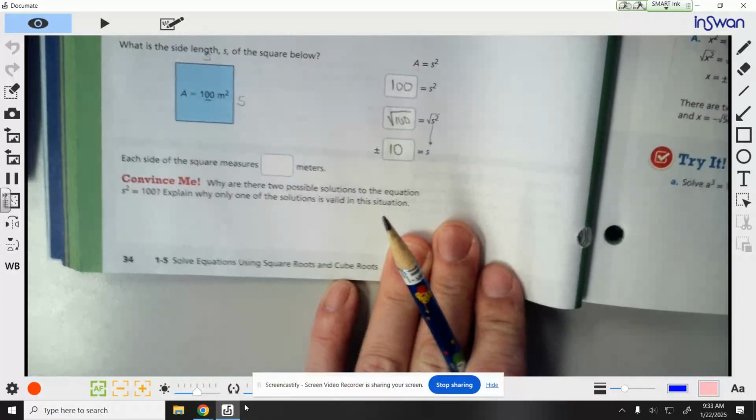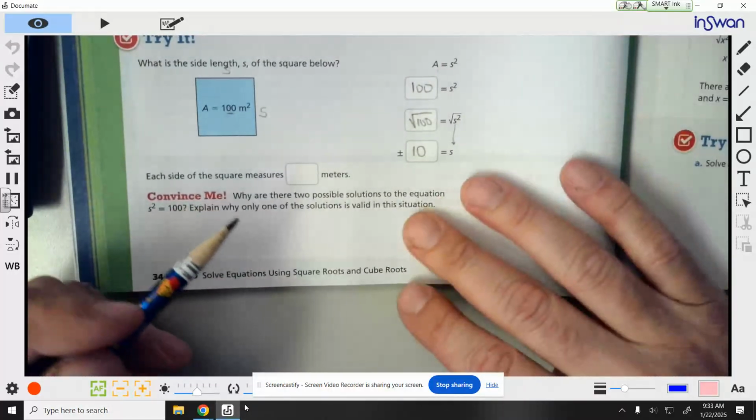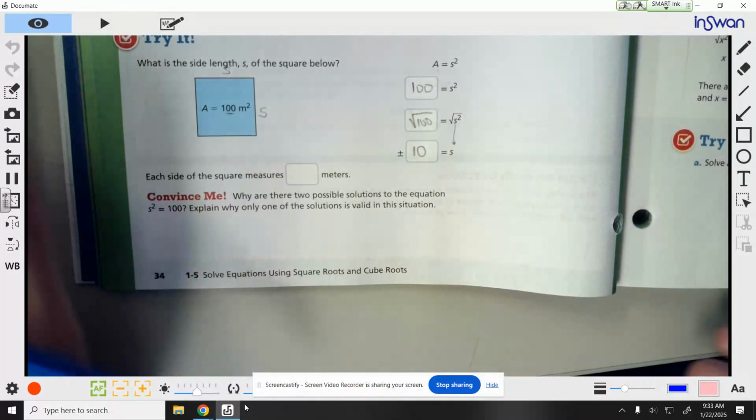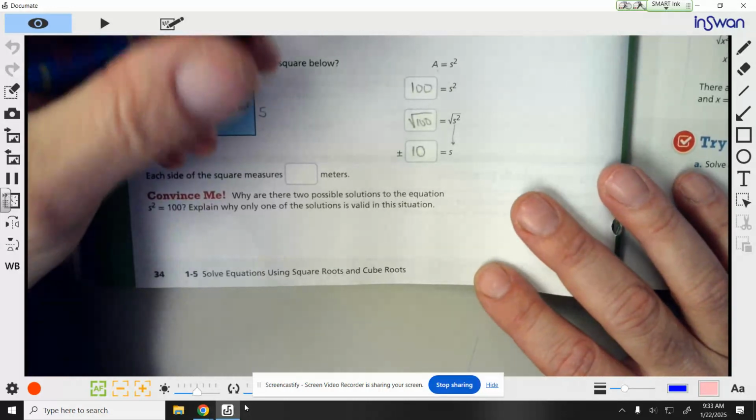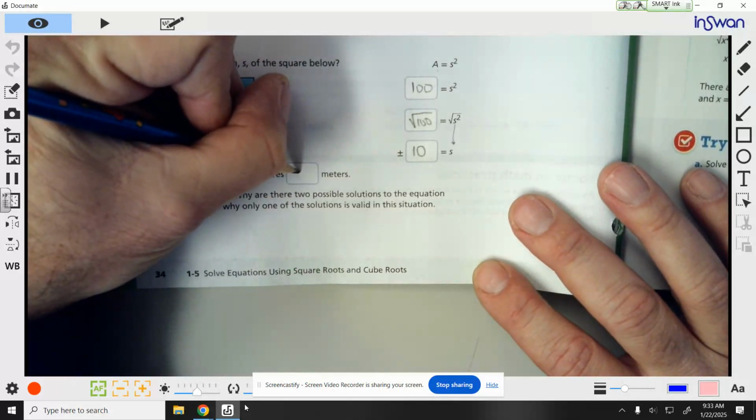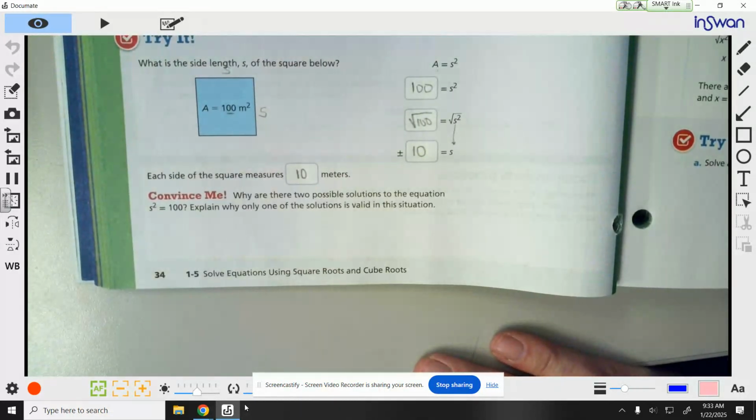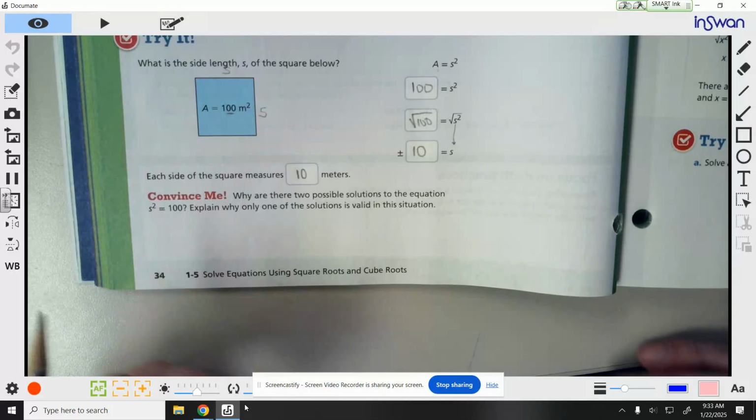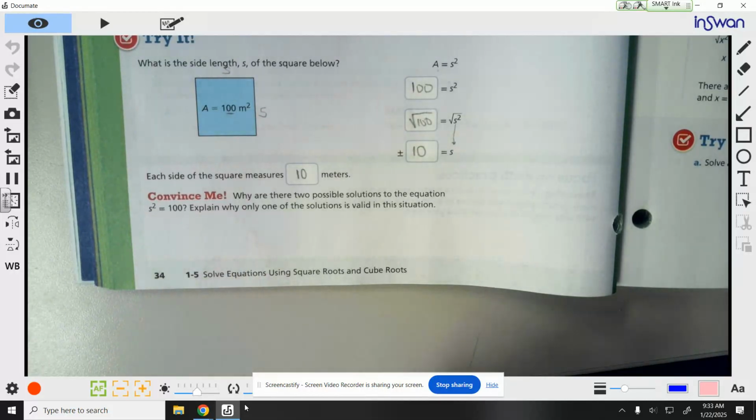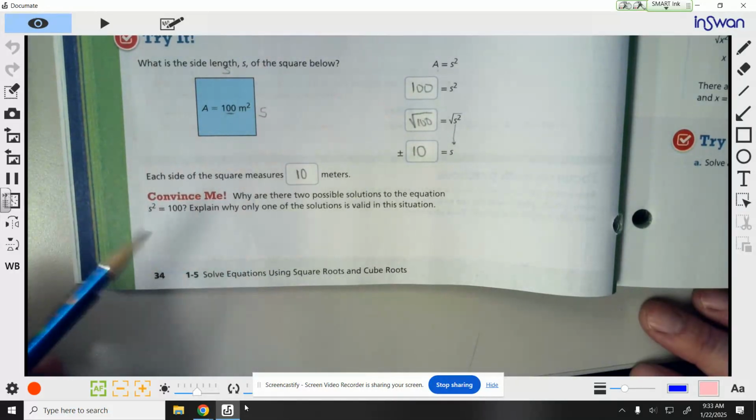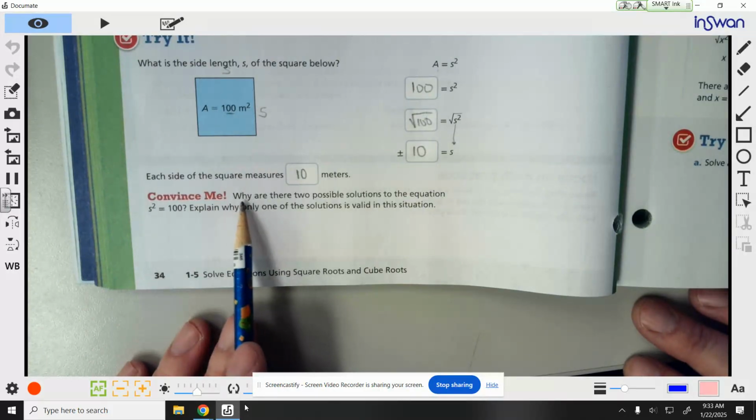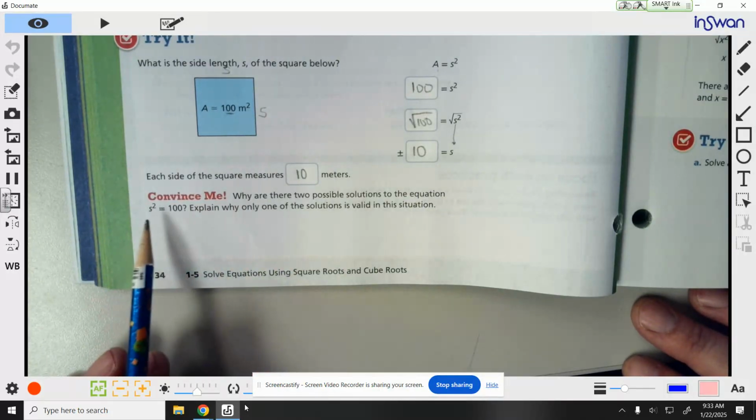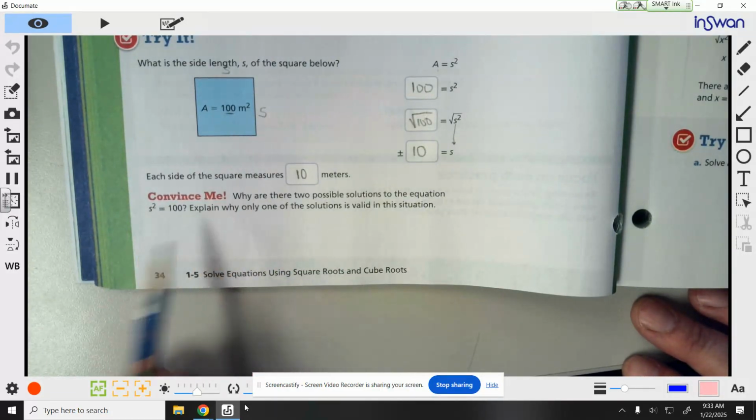Okay, down below here, we have this square. So we're going to say each side of the square measures 10 meters. Okay, and we're only going to use the positive one on this one because it's a square, so it has to have a length. It can't have a negative length. Okay, convince me, why are there two possible solutions to the equation s squared equals 100?